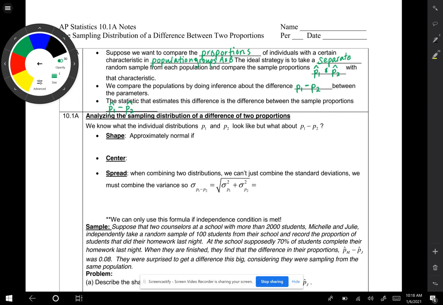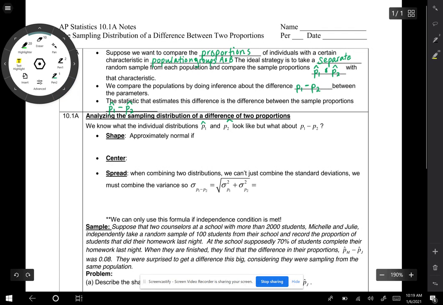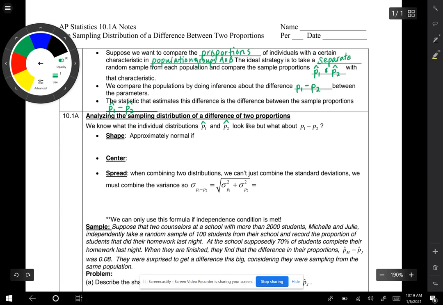Analyzing the sampling distribution of a difference of two proportions. So we're really interested in this section in what the sampling distribution will be like. We know what the individual distributions, this should be P1 hat and P2 hat. My hats didn't show up in these notes, so please put those in there. Look like, but what about the difference?